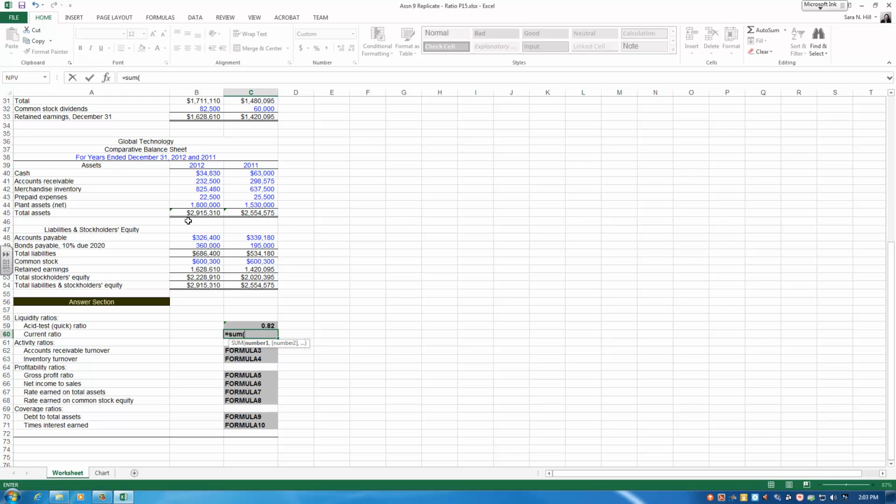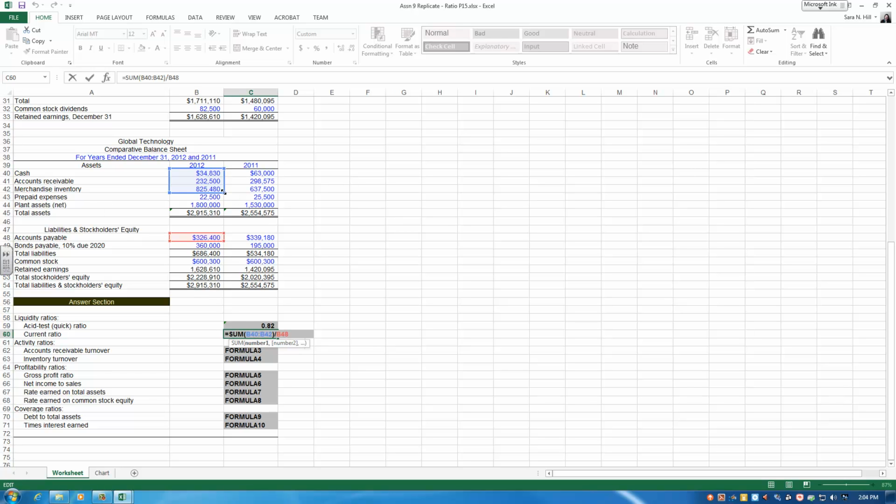And I'm going to go ahead and highlight my 3 cells: cash, accounts receivable, and merchandise inventory. Close that out. Now I want to divide this by my current liabilities, which if I look below, I really only have accounts payable as my current liability. Go ahead and hit enter. That number isn't looking right to me, so to check this formula, I'm going to double click. Oh, and it looks like I missed my prepaid expenses.